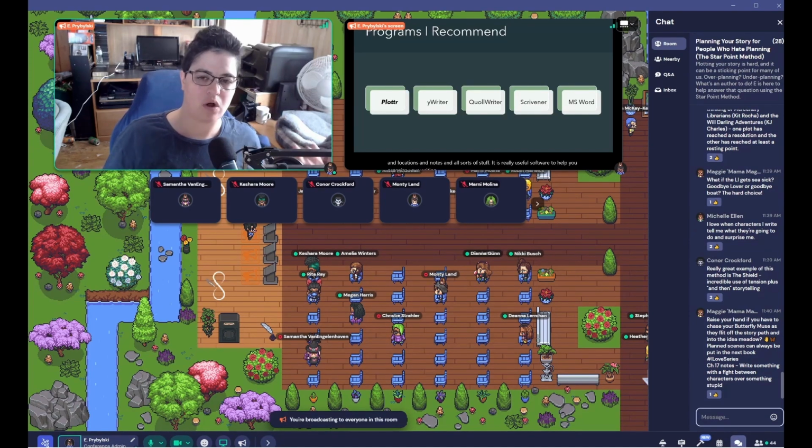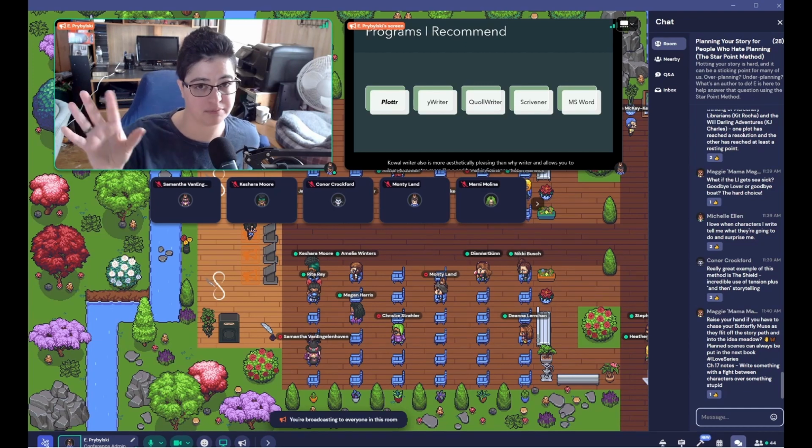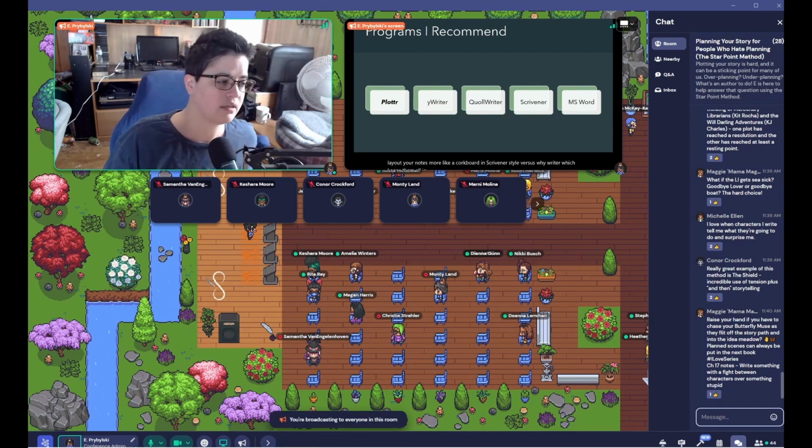QualWriter is a similar writing software to YWriter. It is a lot of fun. It also has built-in writing prompts to help you get some exercises done and practice things. There's also a built-in beta reading group sort of thing. It's really cool. QualWriter also is more aesthetically pleasing than YWriter and allows you to lay out your notes more like a corkboard in Scrivener style, versus YWriter, which keeps them all in menus. So that is another option.